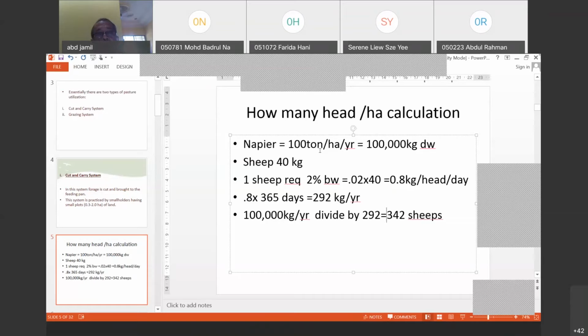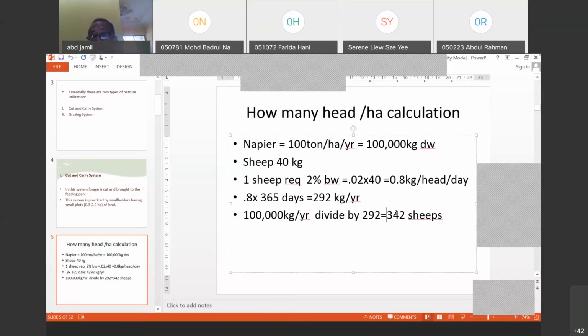So if you don't manage well, you can get probably about 30 ton or just 60 ton. So the number of head you can keep is lower. In other words, how you manage your grasses under cut and carry system will determine how many animals that you can keep. So that's why for smallholders in this country, in Malaysia, we have small piece of land, so we can keep quite a number of sheep.